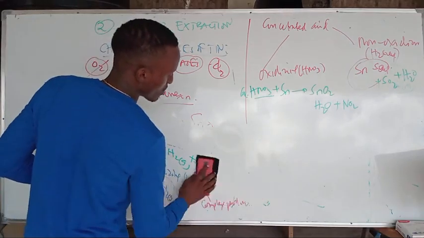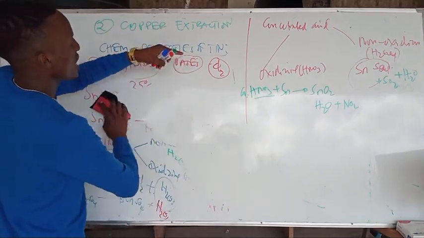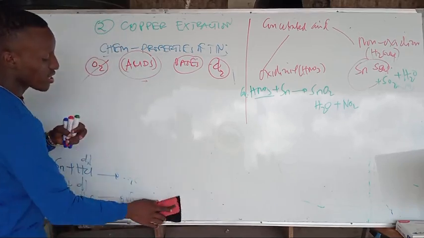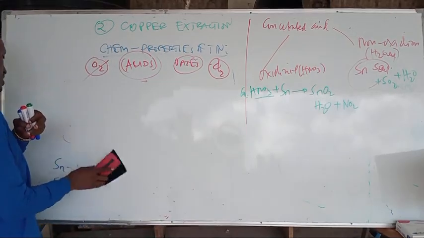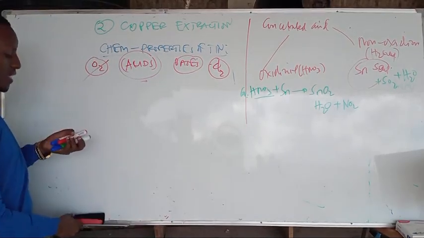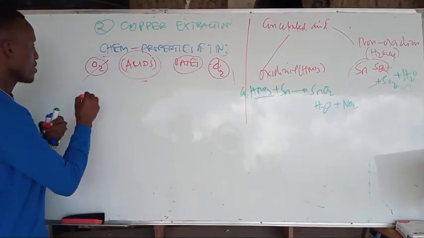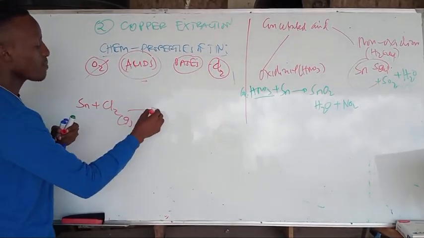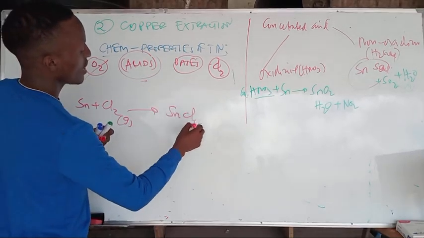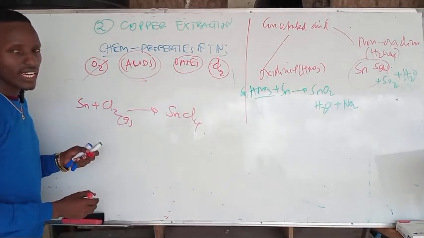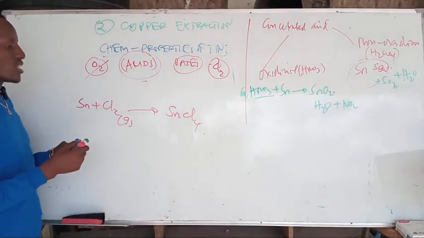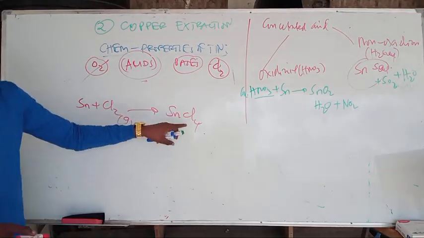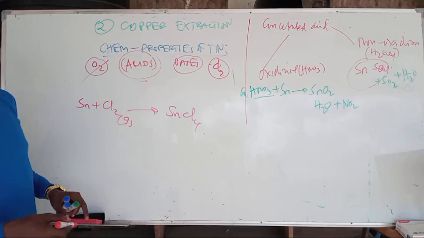Now let's speak about the reaction with the bases. How is tin reacting with the bases? First, with the chlorine, tin turns into tin 4 chloride. Let's say we have tin plus chlorine gas. What happens is stannic, tin 4 chloride. It turns into tin 4.